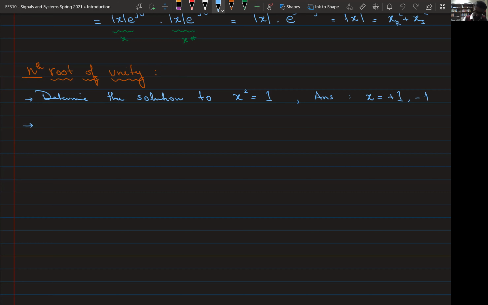What if I ask you to determine the solution to the following equation, which is x raised to power 4 equals 1? So when I say nth root of unity, this is what I've actually meant, right? So what is the fourth root of 1 or the fourth root of unity? Square root of minus 1. Is that the only solution? Another 1. Is that the only solution? Minus square root of minus 1.